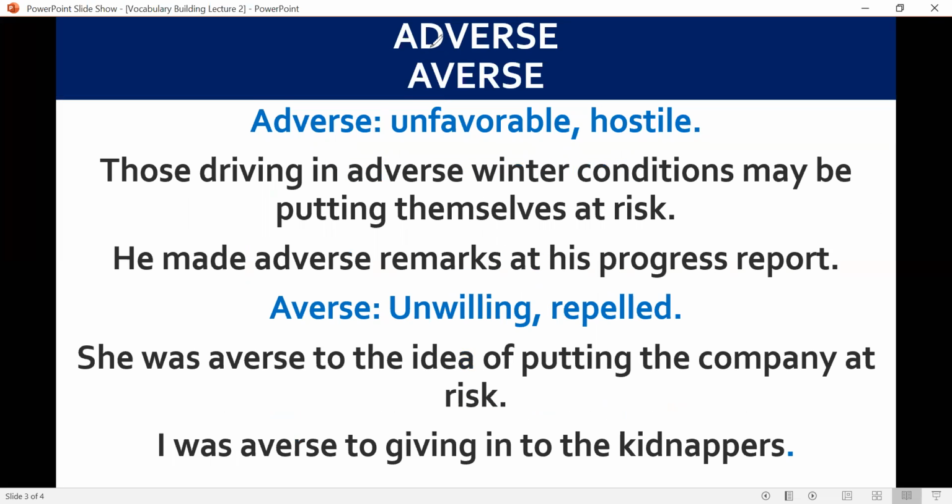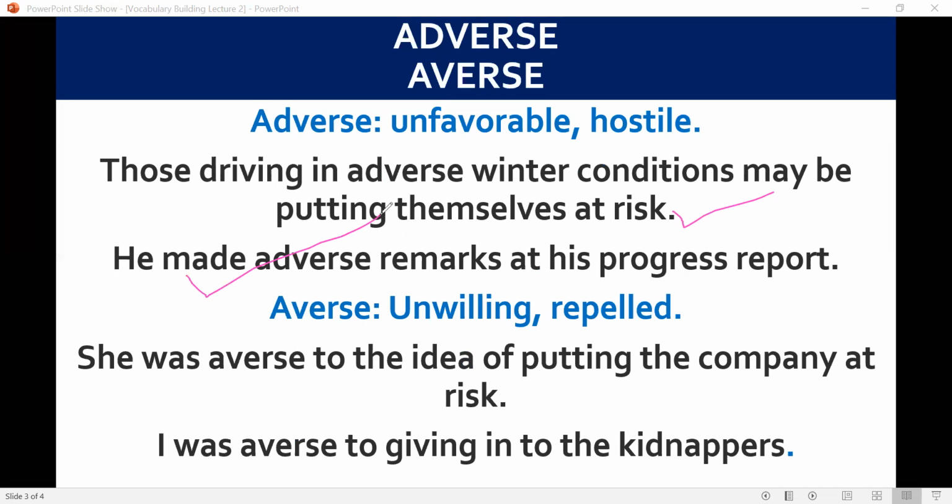Now, this is adverse and this is averse. Adverse means unfavorable and hostile. It is related with the attitude. Those driving in adverse winter conditions may be putting themselves at risk. He made adverse remarks at his progress report.